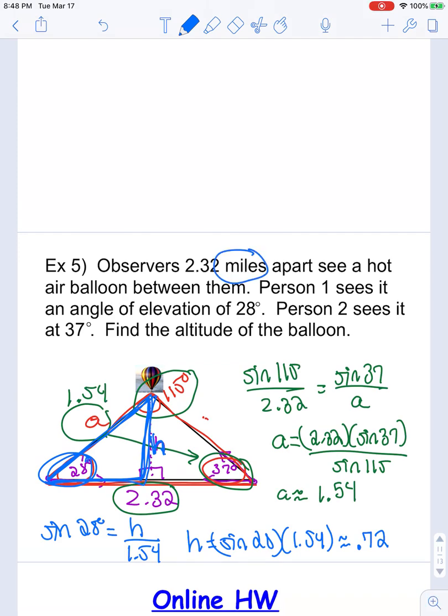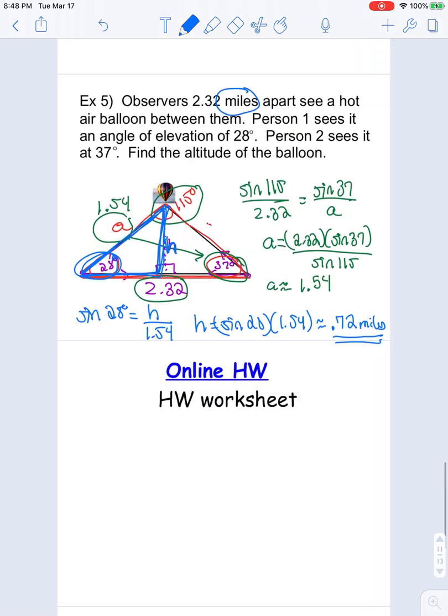Now that seems like a small number until you go back up and realize that that's miles. So what that means is this hot air balloon is about 3/4 of a mile up in the air. That seems a little bit more reasonable to me.